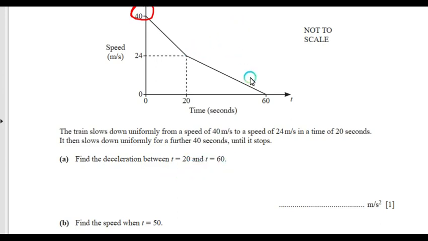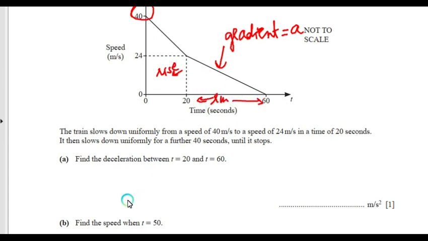So the deceleration from 20 to 60 is always the gradient of the speed-time graph. So it means we have to find the gradient of this straight line, right? So this gradient is actually the acceleration. So how to find the gradient? By using the rise over run formula. This is the rise and this is the run, right? So the rise is obviously 24 and the run is 20 to 60, so it is 40, right?